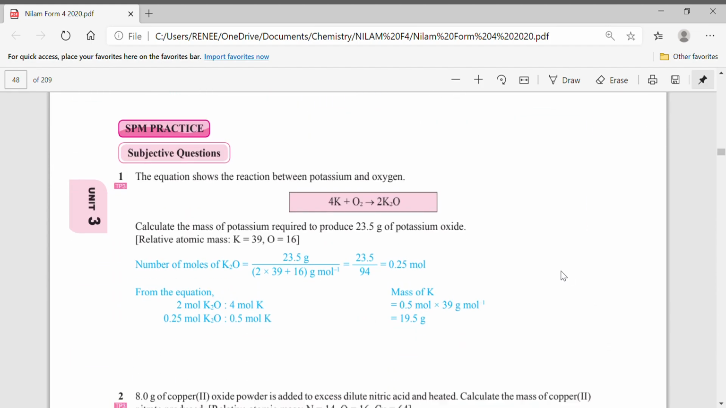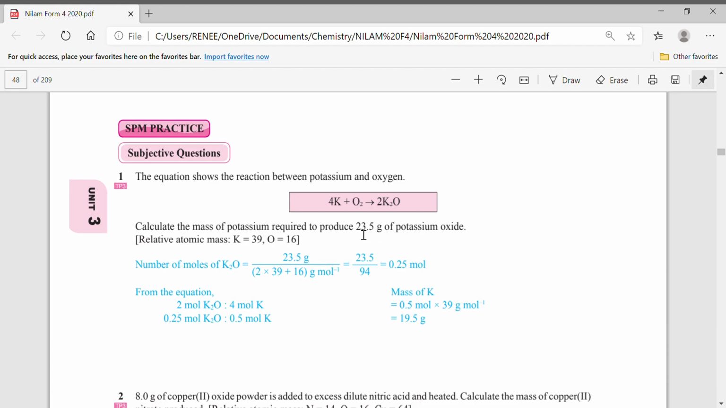For the first question, in the subjective question, the equation shows the reaction between potassium and oxygen. The equation is given in the question. 4 potassium reacts with 1 oxygen and produces 2 moles of potassium oxide. The question is, calculate the mass of potassium required to produce 23.5 grams of potassium oxide.